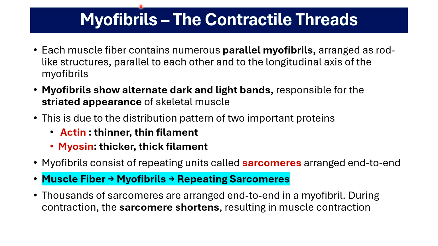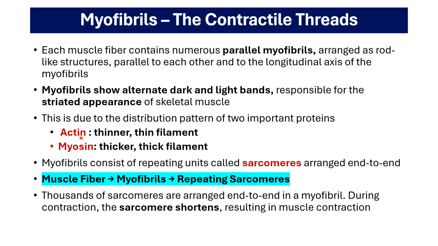So myofibrils, they are the contractile threads and they consist of repeating units called sarcomeres that are arranged in an end-to-end fashion. Now, whenever a muscle contracts, it actually means the sarcomere shortens. Now, it has two important proteins present in them: actin, which is known as the thin filament because it is thinner, and myosin, which is thicker and is also known as the thick filament.